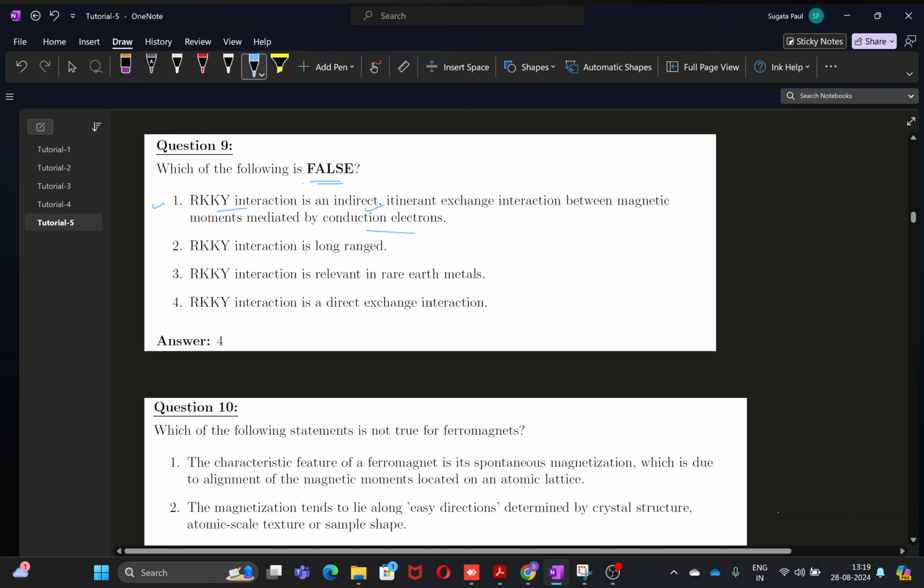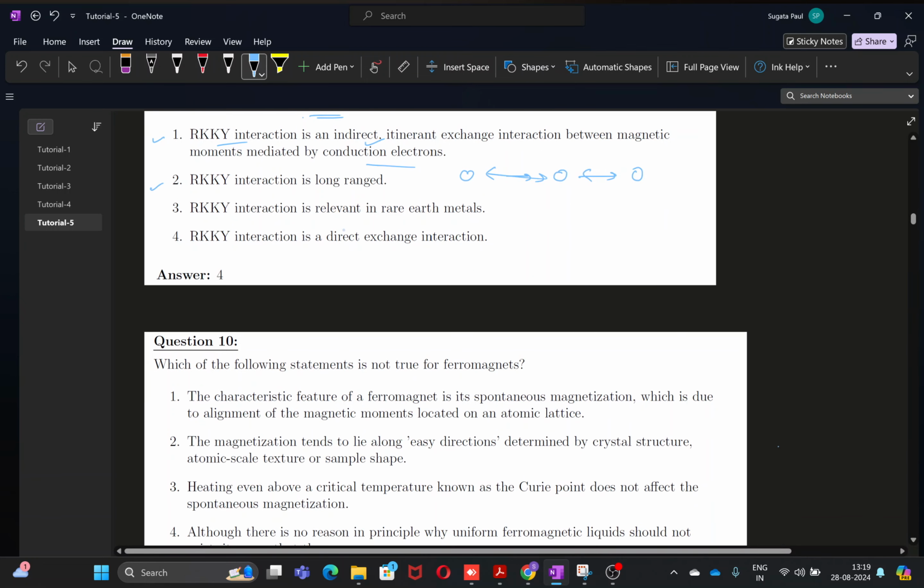Then the second is that RKKY interaction is long range. This is also true because RKKY has to be long range, because the magnetic moments can be separated far away and they are only coupled via the conduction electrons. So they have a long interaction range. That is why this is true.